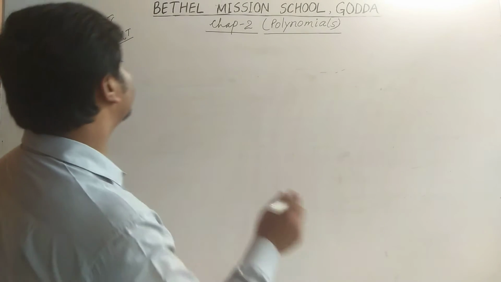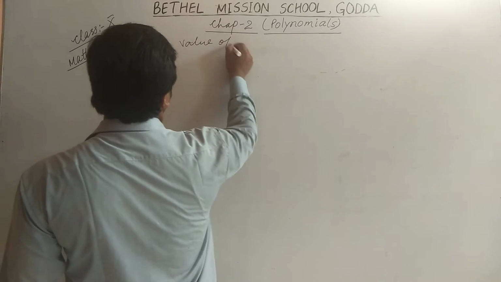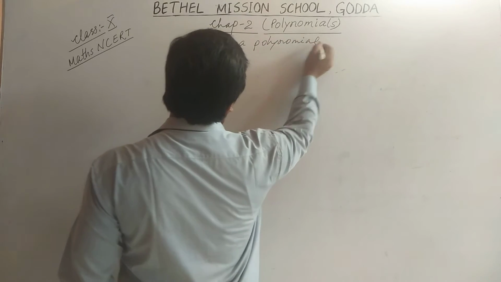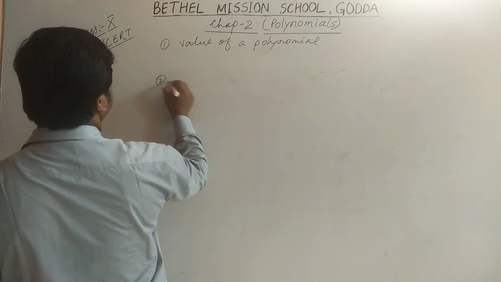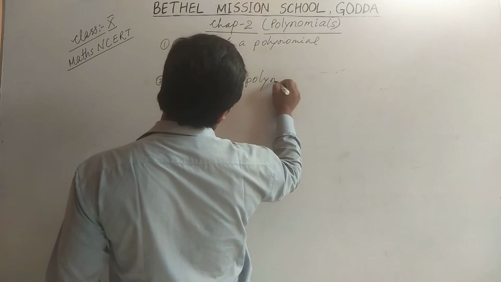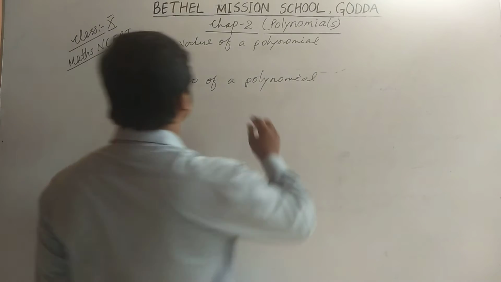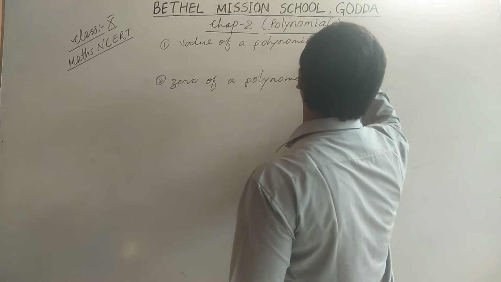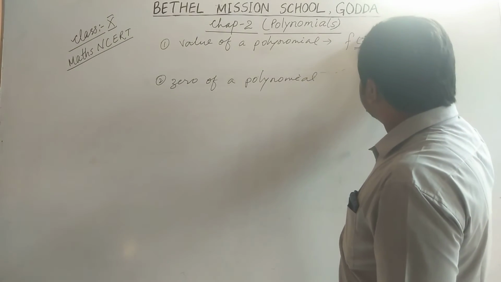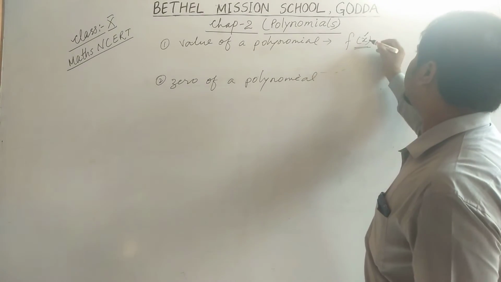Okay, children, see, one is the value of a polynomial and another is the zero of a polynomial. What is the value of a polynomial and what is the zero of a polynomial? Value of a polynomial: if a polynomial is f(x), means the polynomial is f(x), a polynomial with variable x.